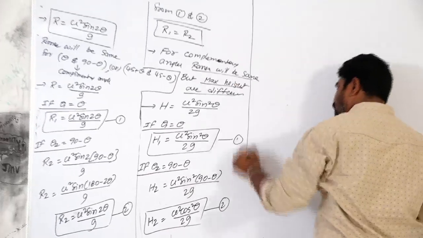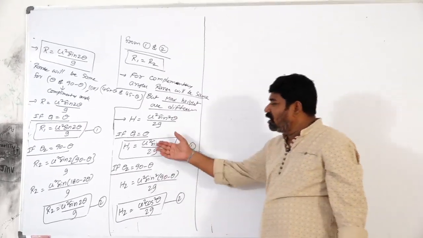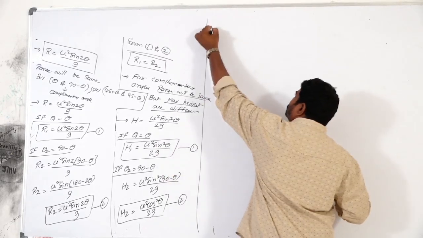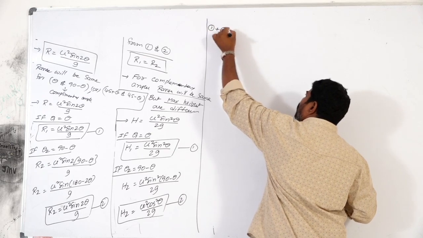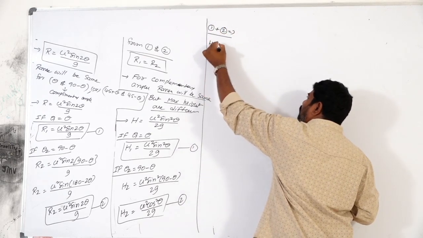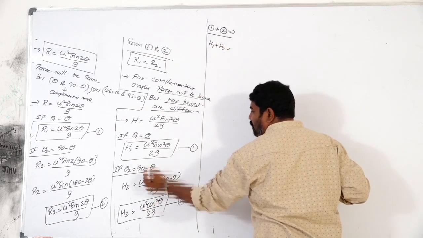Now, for complementary angles, if H1 and H2 values are given, what is the velocity of projection? Simply, adding 1 and 2, H1 plus H2 is equal to, u square by 2g is the common factor.